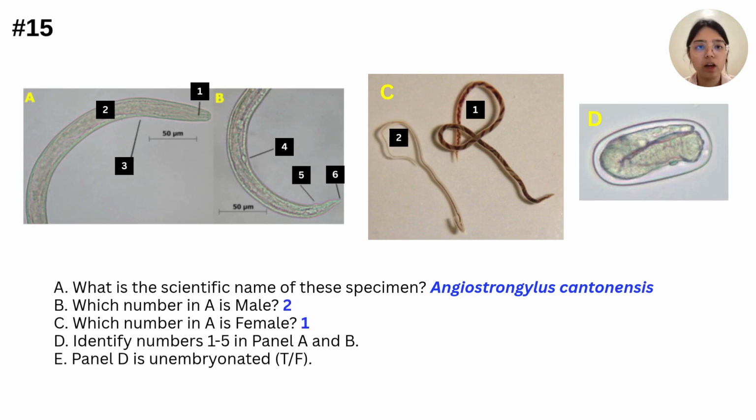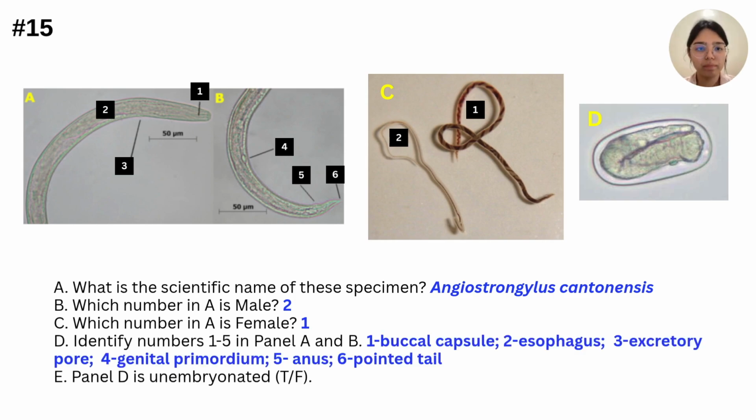Based from panel A, we can see here that the male is labeled as number 2 since it is typically smaller than the female and has a more slender body. Meanwhile, the female is labeled as number 1 since it is generally larger and thicker compared to the male. So, let us now label all the parts in panel A and B.